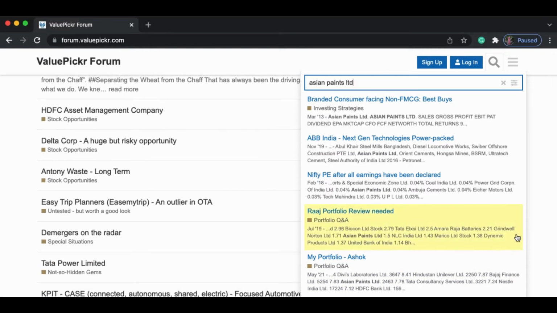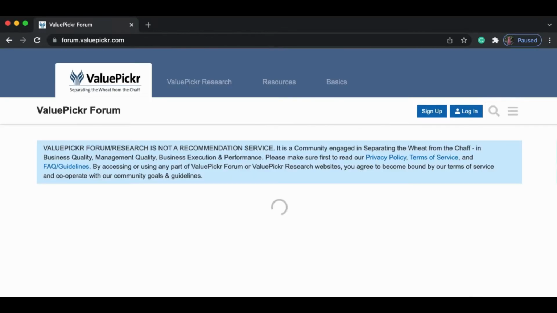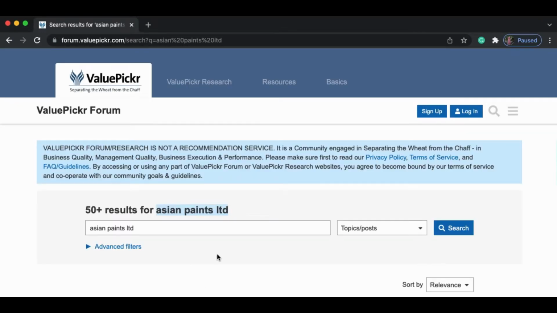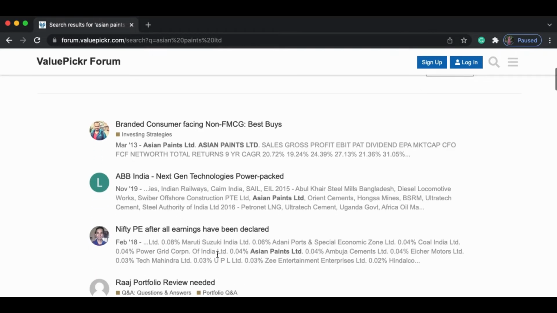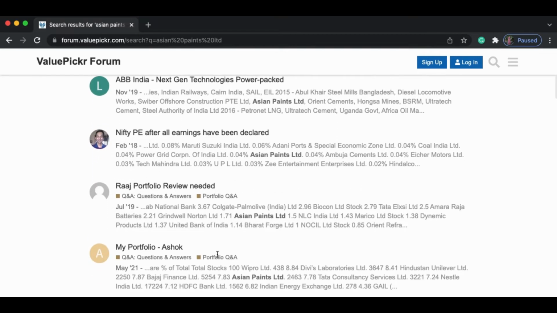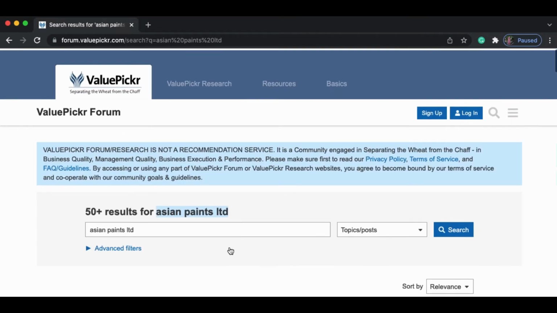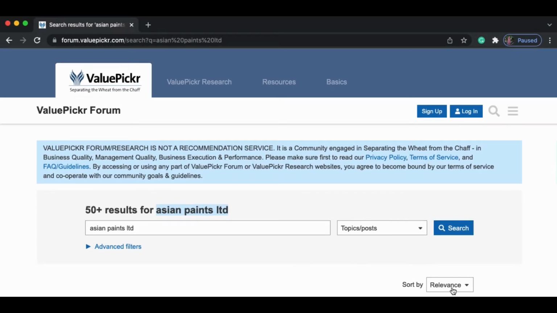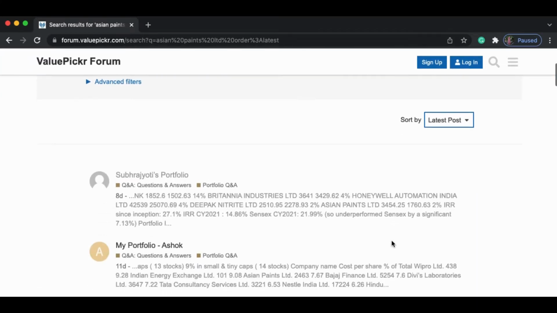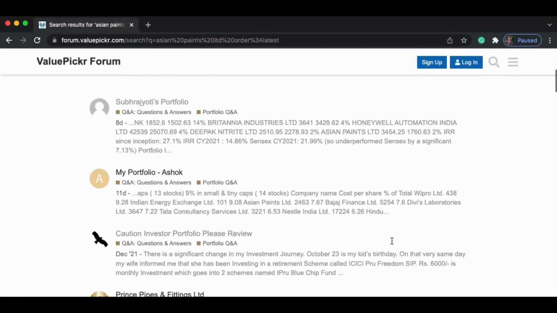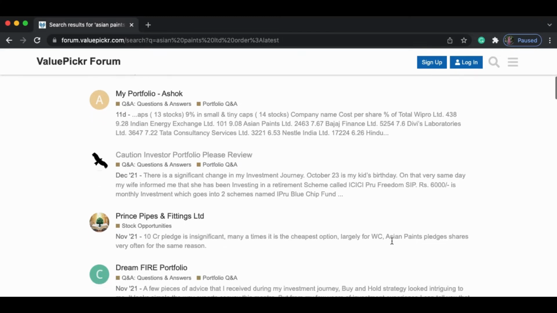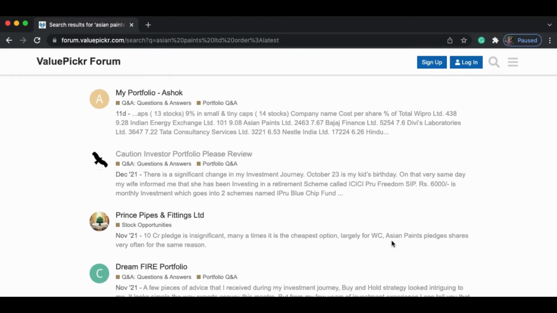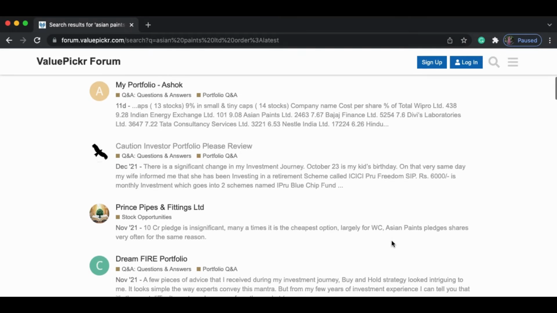Scrolling down, we can see all these threads regarding the company uploaded by different analysts. Let's say Raj Portfolio Review Needed, etc. We can even sort this data by the latest post and see the latest threads uploaded by analysts. Say Mr. Ashok, Prince Pipes and Fittings Limited, Dream Fire Portfolio, Caution Investor Portfolio, etc.